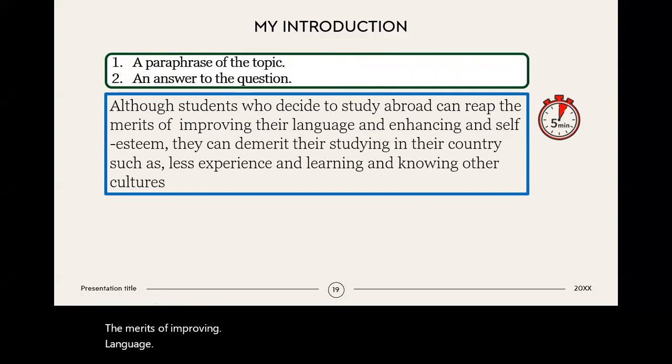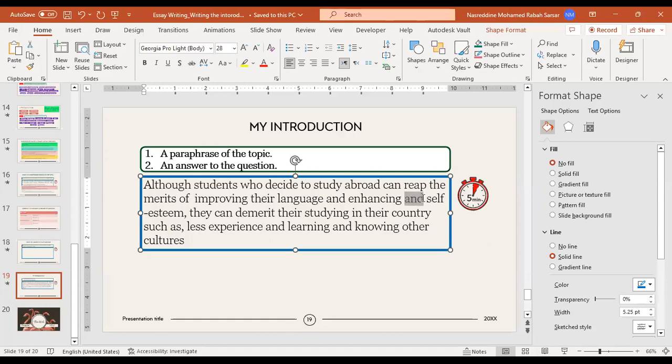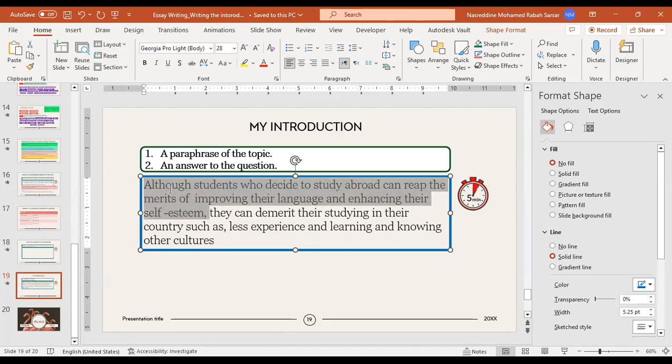Here we have a mistake. I changed this a bit. So here, and enhancing their self-esteem. Now the first part is okay. This is about the positive thing: all those students who decide to study abroad. The person here said all those students without this one, so I added this to make it clear for the examiner, because I'm not talking about any students, but students who decide to study abroad. They can reap the merits of improving their language and enhancing their self-esteem.